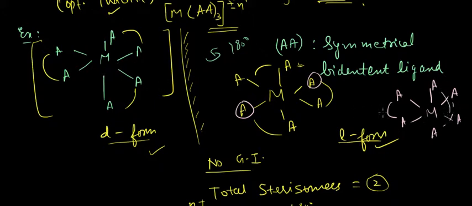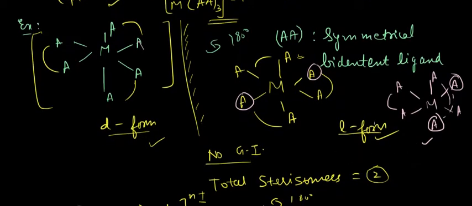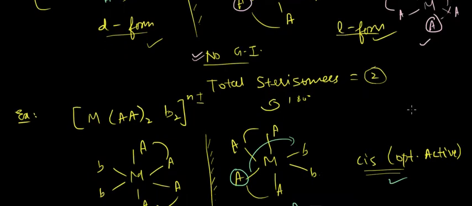So can we say that these two are superimposable? No. Why? Because this axial atom and this equatorial atom should not be bonded in the original case had they been superimposable, as this A atom and this A atom are bonded, but this is not the case in this complex compound. Hence these two are not superimposable, and these two are optically active compounds. So the total stereoisomers here would be just 2, and there will be no geometrical isomerism in this case.